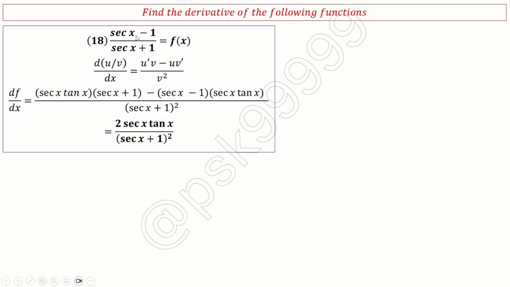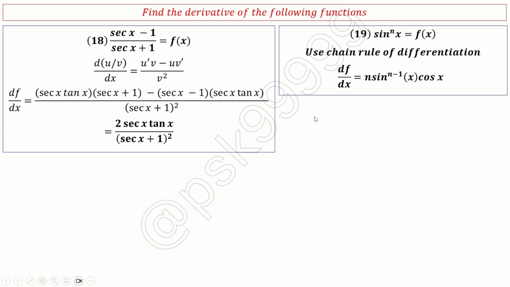Okay, secant x: if you want, you can make it 1 by cos x and do it, because cos differentiation is simpler than secant x. If you want, you can do that way. Sin to the power of n x: this is chain rule we will apply. It is nothing but n into sin of n minus 1 x into the differentiation of sin x, which is cos x.